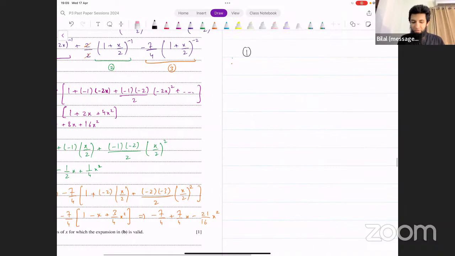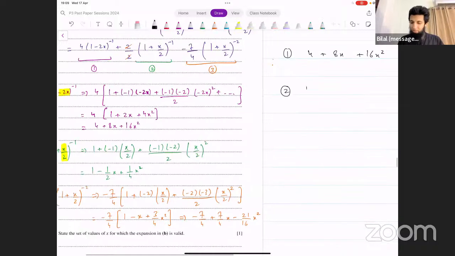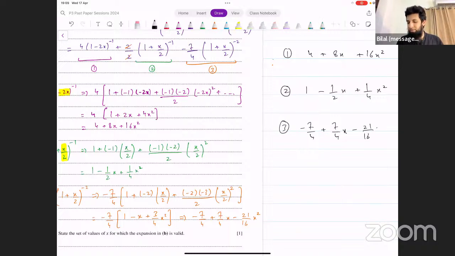We have those 3 expansions. Number 1 is 4 plus 8x plus 16x squared. Number 2 is 1 minus 1 over 2 x plus 1 over 4 x squared. And number 3 is minus 7 over 4 plus 7 over 4 x minus 21 over 16 x squared. Can somebody tell me what those terms are to be when you add them up together? What's the first term? What's the second term? What's the third term?